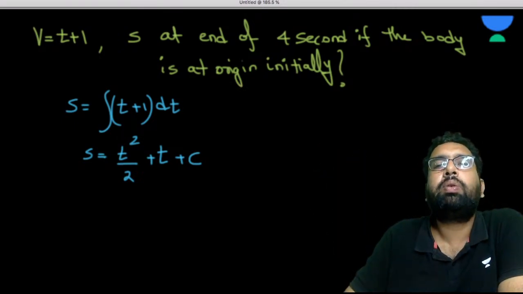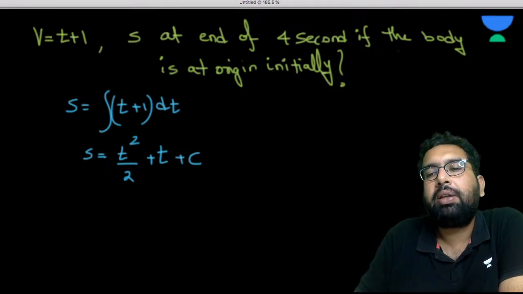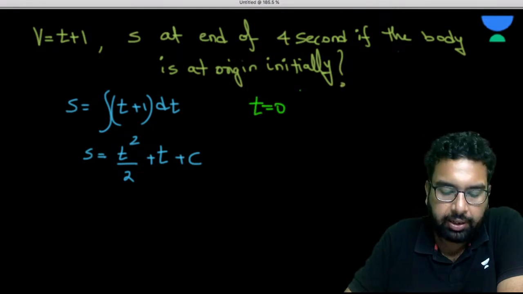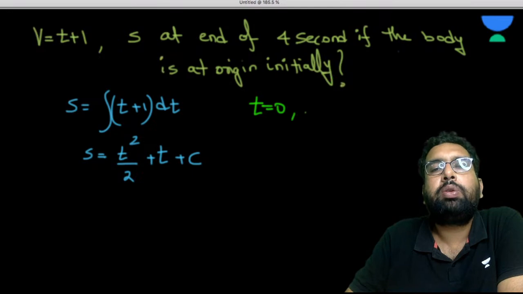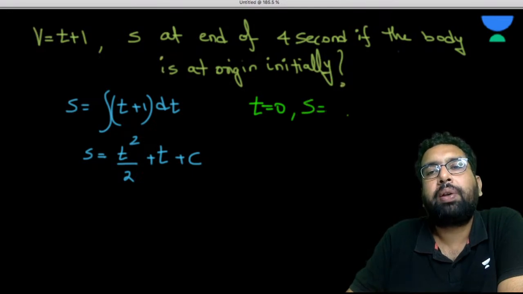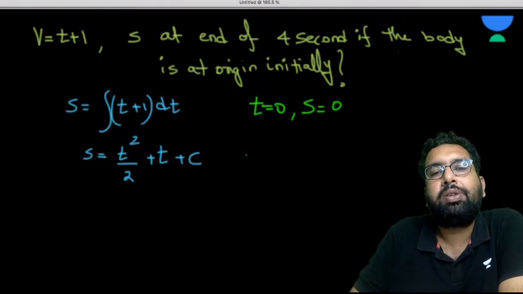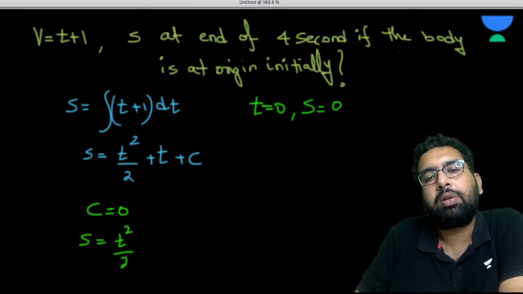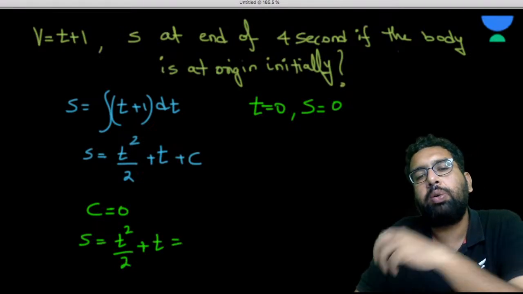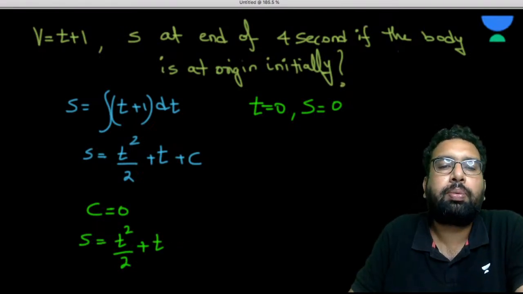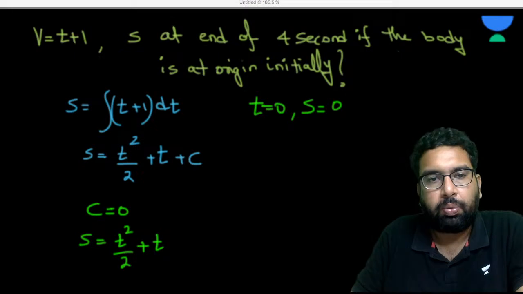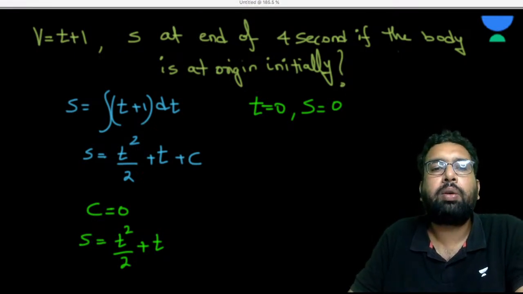The information here we have is that when t is equal to 0, because initially this was mentioned, the displacement is 0. So when t is 0, displacement is 0, so c is going to be 0. Let's put it in this equation. So this is going to be the function of the displacement: t square by 2 plus t. Right. Now, what is going to be the displacement at the end of the 4th second?